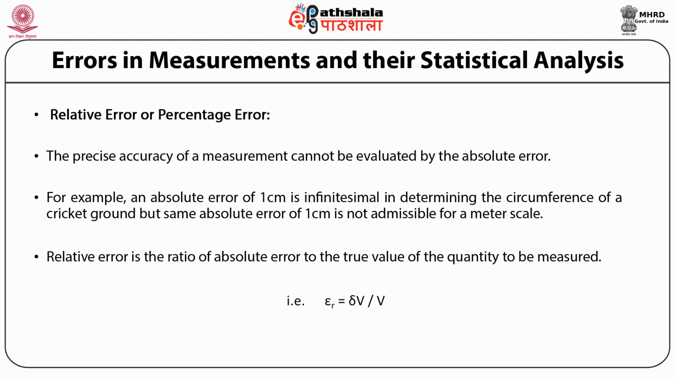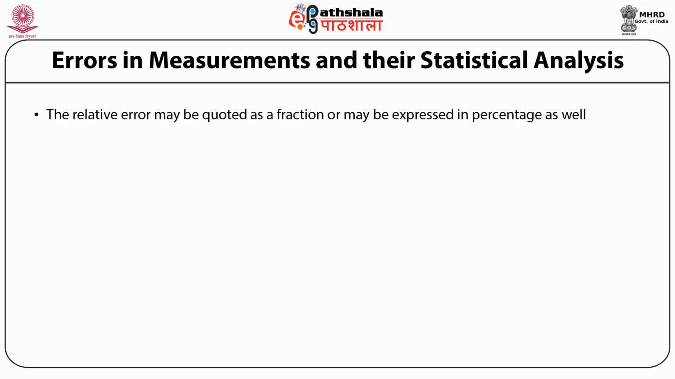That is, epsilon r is equal to delta V divided by V, where delta V is the absolute error and V is the value of the measurand. The relative error may be quoted as a fraction or may be expressed in percentage as well. That is, percentage error is equal to epsilon r multiplied by 100.